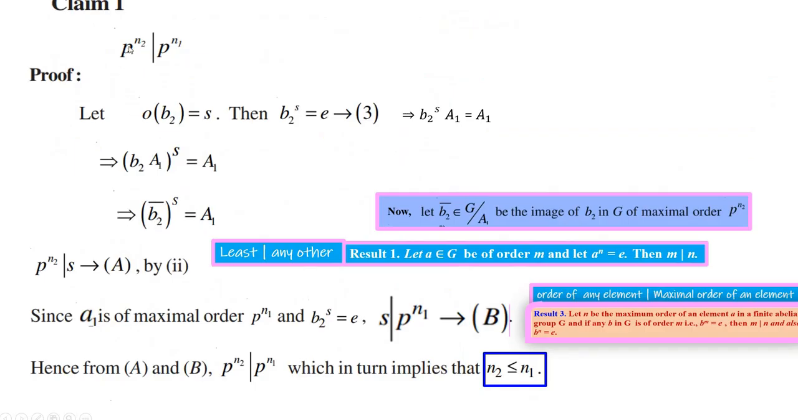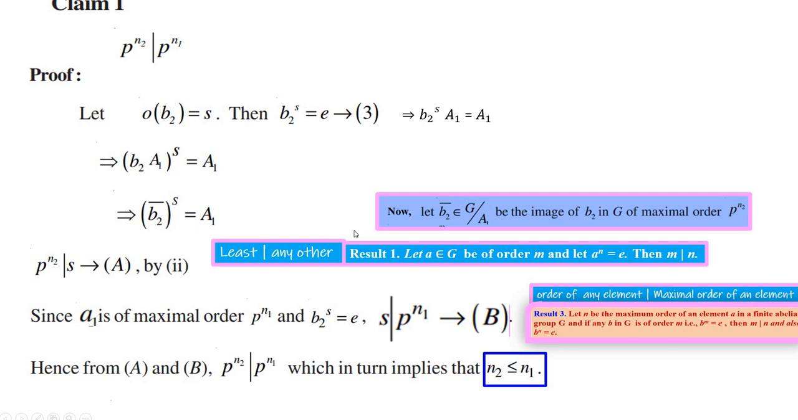Now having got p power n2 and p power n1, we will establish in the first claim that p power n2 divides p power n1. For that we shall consider the order of b2 to be, say, some s, so that b2 power s will be e, and this is automatic. So b2 power s A1 is A1. Now because A1 is normal, this s which is inside will go out, so we have this, and this is already denoted as b2 bar. So b2 bar power s is A1.